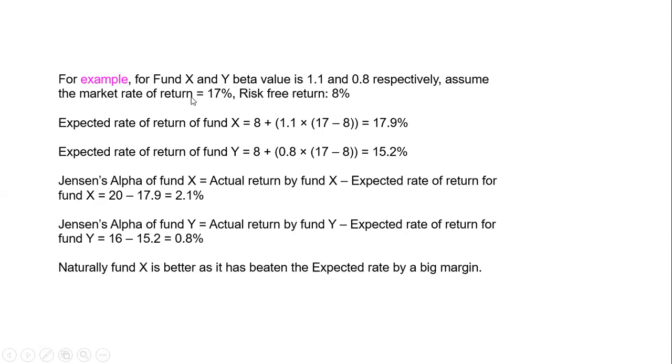Assume the market rate of return. This is the Nifty returns. In 1 year, Nifty is going up by 17%. Nifty is the index of 50 stocks of the NSE. And this is going up by 17% in 1 year. The treasury bills are giving a return of 8%. Treasury bill is very stable and it gives 8% constant return.